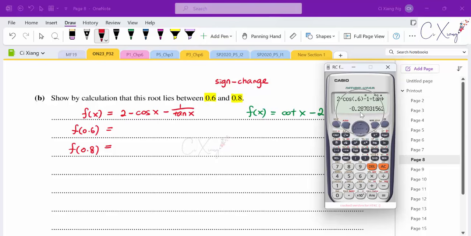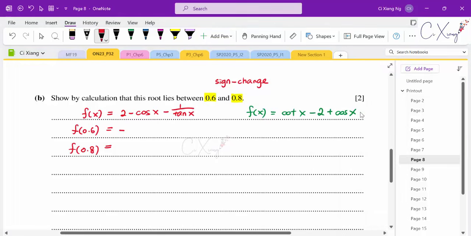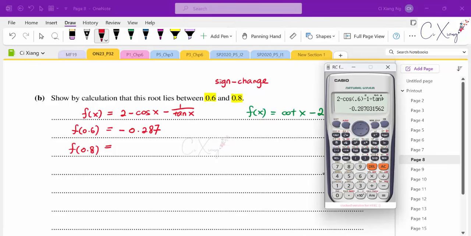Okay, so you press the equal sign, this is the value that you have. You can see that you're having negative 0.287. Then after that, we are going to do the same thing for 0.8. So again, I'm having 2, then minus cos 0.8, then minus again 1 over tangent 0.8. That's the equal sign. So from here, you can see that I get a positive value now, positive value 0.332.